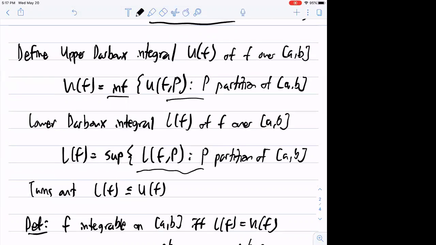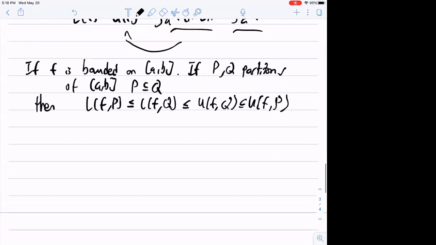So by taking more and more partitions, your overestimates become less and less, right? And by taking more and more partitions, your underestimates should get less and less. So your lower sum becomes bigger, right? So you see here when I added more points, I get smaller, and here when I add more points, I get bigger because it was an underestimate. Okay, so is everyone good so far?